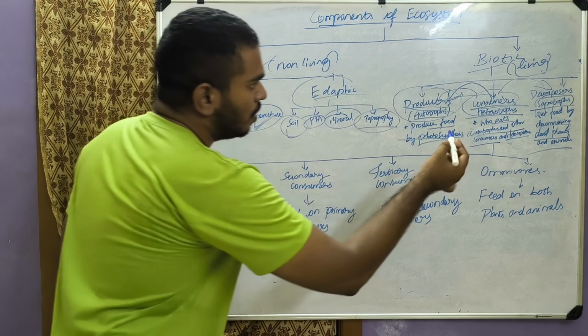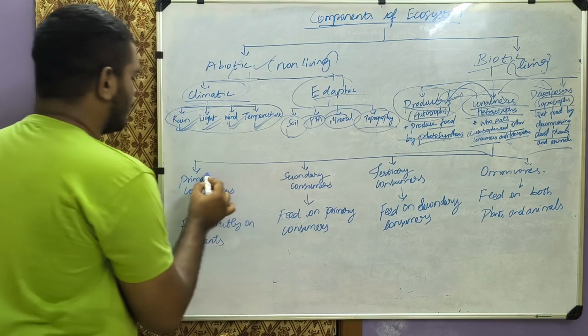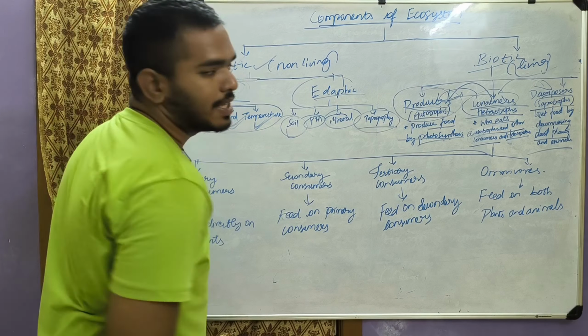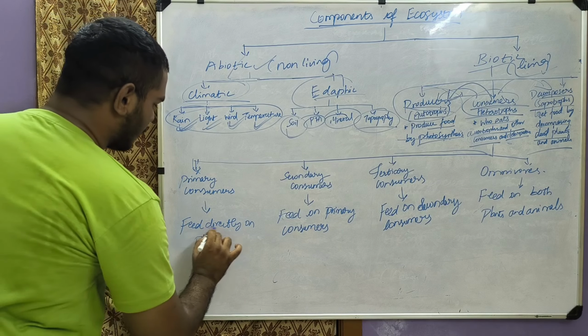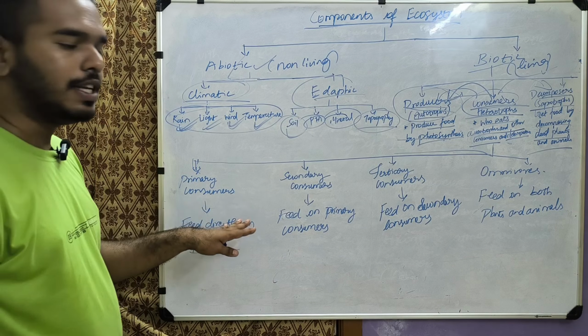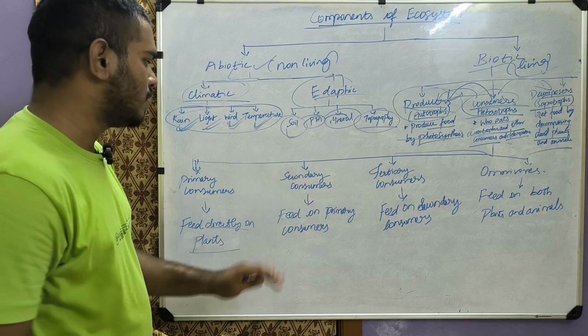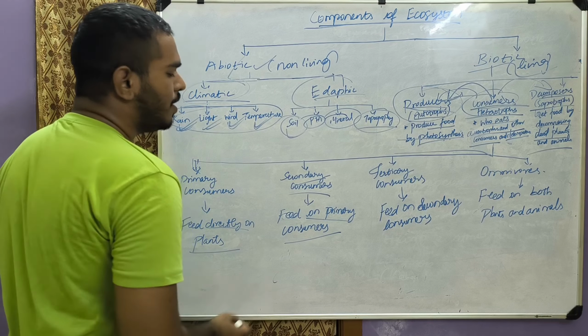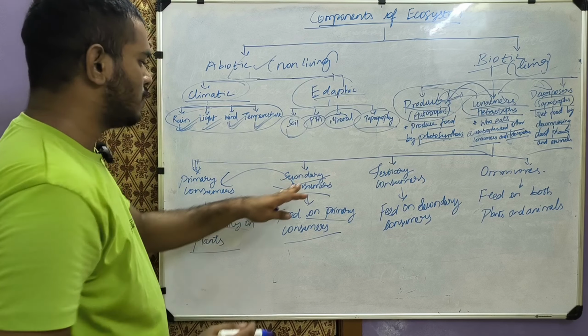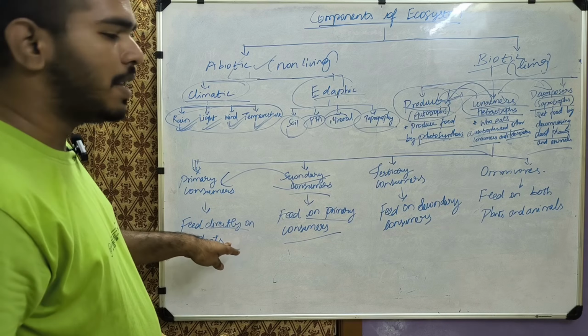The consumer component is further divided into four major types. First one is the primary consumer. These primary consumers feed directly on plants. Secondary consumers feed on primary consumers.